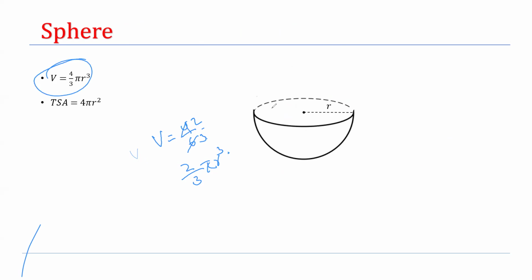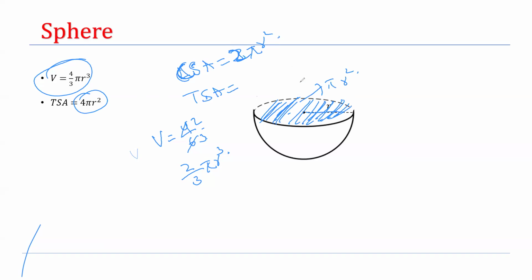Next, for this, CSA is: from 4 you are dividing by 2, so it will become 3 pi r square. Sorry, 2 pi r square. Agree? That is the CSA. And this will have TSA. Do you agree with me? Because it has a top. What is this top area? This is radius r. So this will have pi r square. Agree? Yes. So TSA will be 3 pi r square.